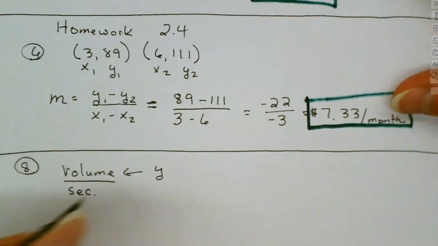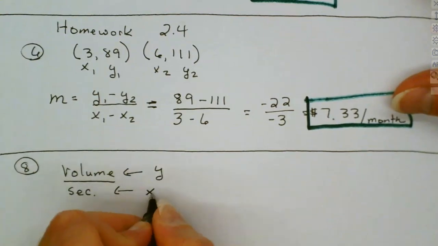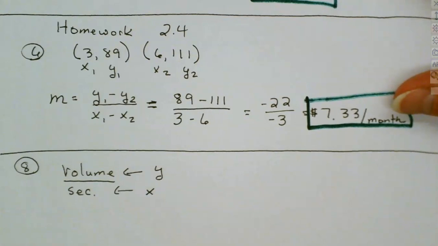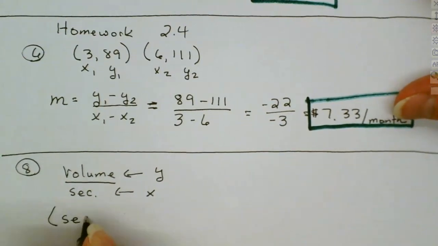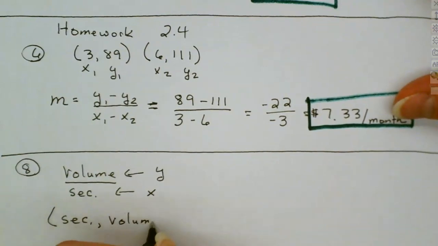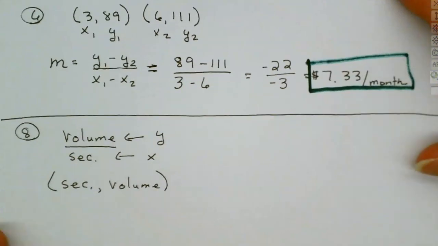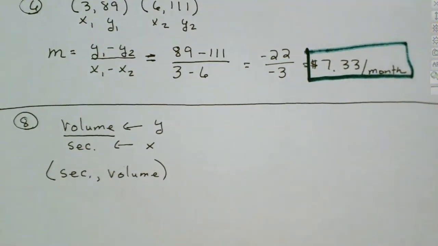Y is on the top, X is down below. Right? When you look at our slope, Y is always on the top, X is down below. So what should our ordered pairs look like? The seconds is going to go first. The volume is behind it. Okay, so the second goes first. That's your X part. Volume is behind it. So make sure if they give them to you in a different order that your ordered pairs are correct.